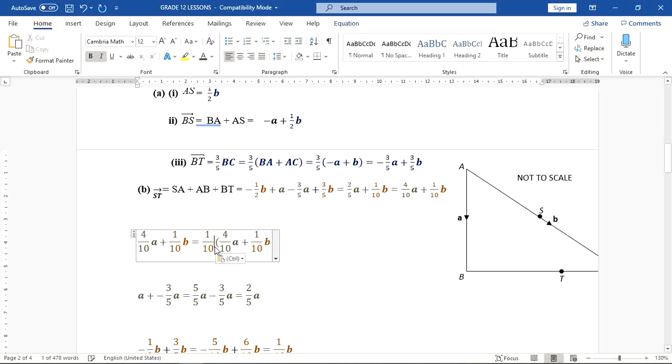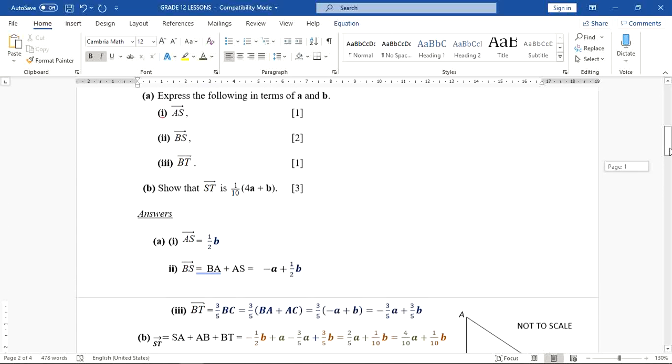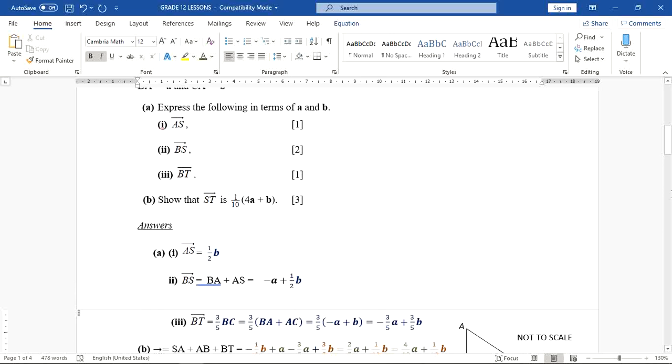Alright, if I factor it out here, I'm only going to have 4a, while here I'm only going to have the b. Then I close the bracket, and voila, that is what we needed to show, that moving from s to d, taking the longer route, will give us 1 over 10 open bracket 4a plus b, and this is what we have here. 3 marks for doing that.